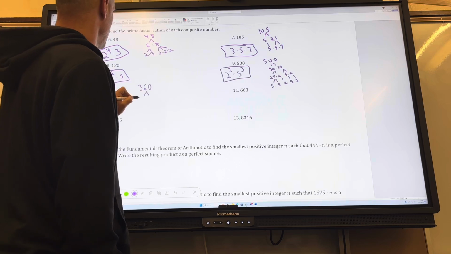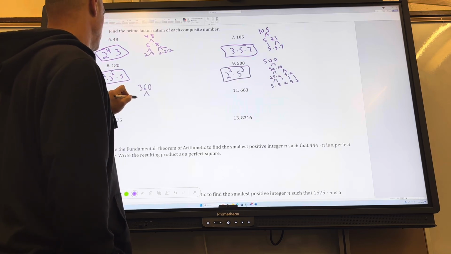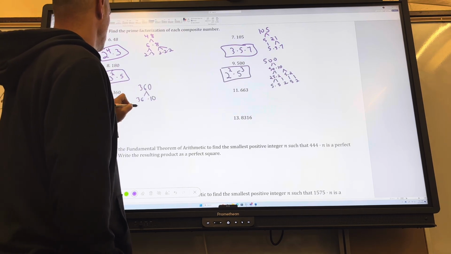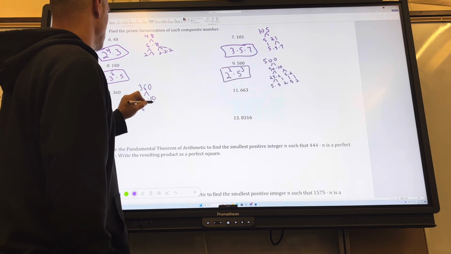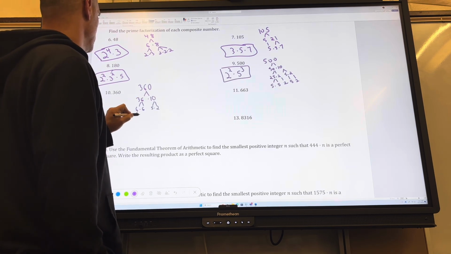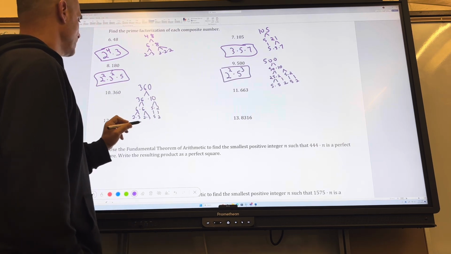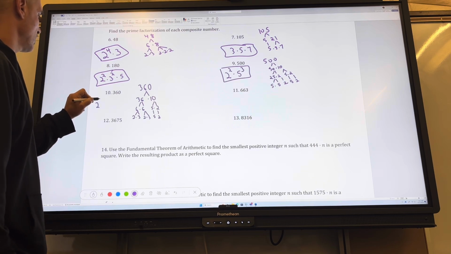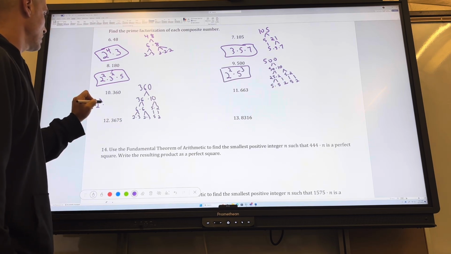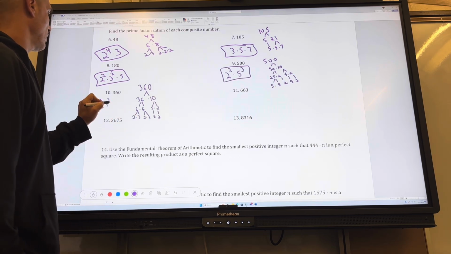360 breaks down to, let's see, 36 times 10. 36 is 6 times 6, 10 is 5 times 2. 6 is 2 times 3, 6 is 2 times 3. We got a 5, we got a 2. 3 2s, 2 to the third, 2 3s, 3 squared, and a 5.